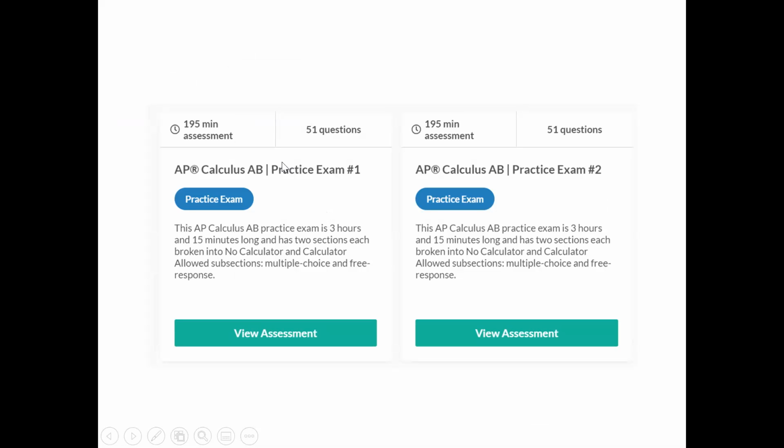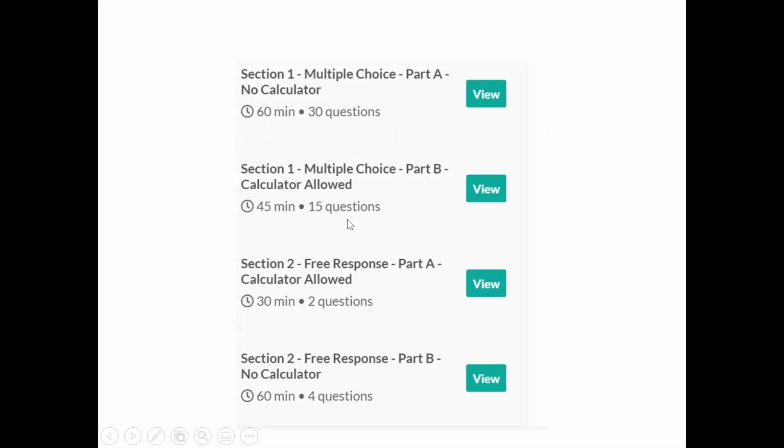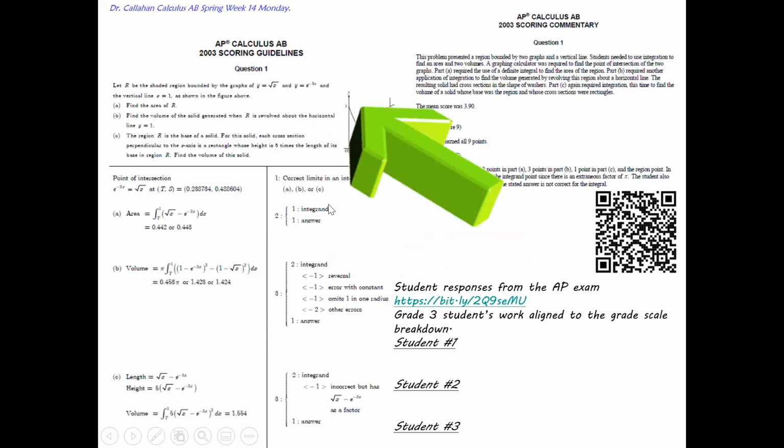They're 3 hours and 15 minutes apiece, 51 questions. The breakdown is as follows. Your actual exam on the AP College Board test on May 24th will follow this breakdown guideline, so we're just preparing you to get ready for that.